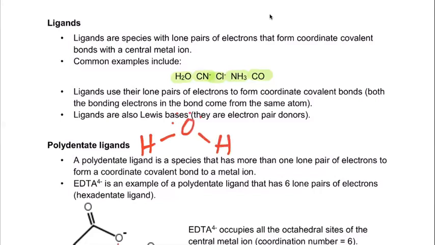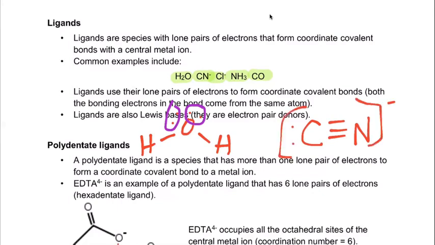So water has these 2 pairs of electrons on the central atom. So it has a pair here and it has a pair here. Okay. Cyanide, if I draw cyanide, it's a carbon, it's triple bonded to a nitrogen, and then the carbon has a pair on it, and then it's got a negative charge. So it also has an extra lone pair here.